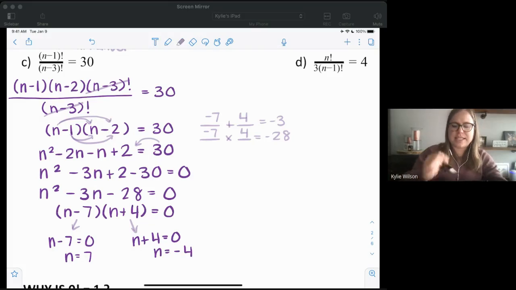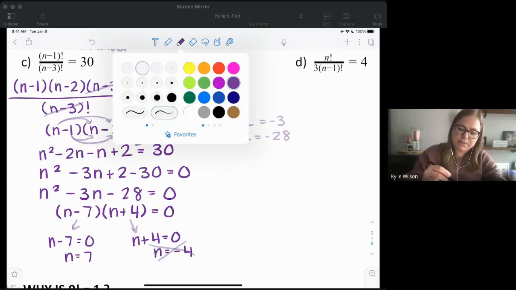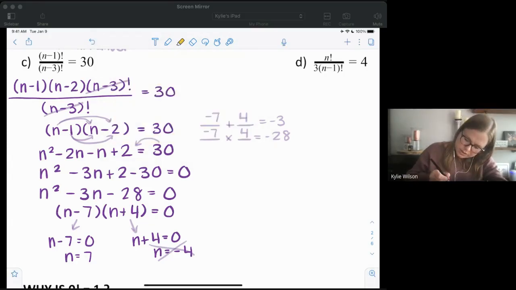Now, just like last time, we can only have values that are natural numbers, which means positive whole numbers. Therefore, this one is rejected because -4 is not a positive whole number. So that means our answer is n equals 7.